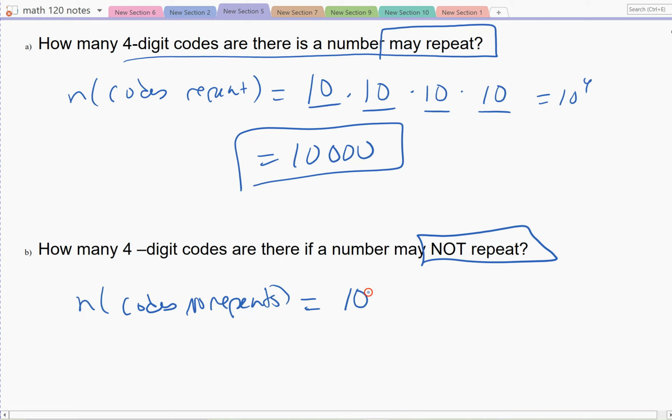Well, I would have had 10 choices for the first. But once I pick that first number, I can't pick it again, so there's only 9 for the second. Now I've picked 2 numbers, I can't pick them again, so 8 for the third and 7 for the last. So each time I have to subtract, right? Because I have one fewer digit to select from as I go down my code. Right, so it's 10 × 9 × 8 × 7. Multiply that out: 5,040.